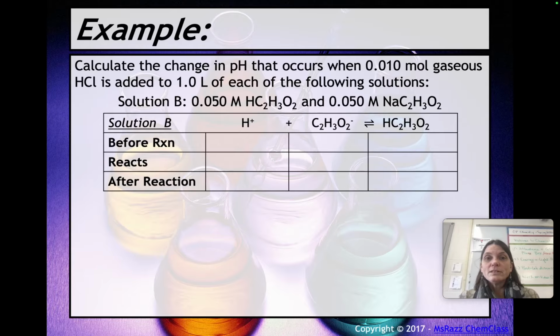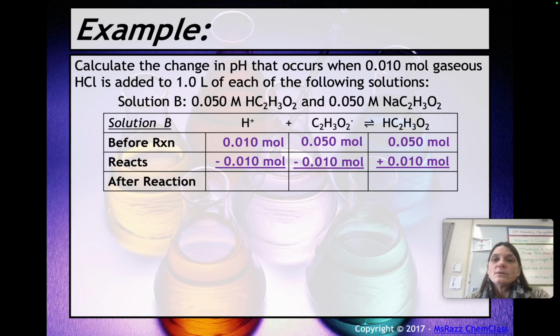Now we're going to do the same thing again, but this time we're going to start with 1 liter of 0.05 molar buffer. So we have 0.05 moles of the acetate ion and 0.05 moles of the acetic acid in our buffer solution, and we're going to react it with 0.01 moles of H+. Again, here's the stoichiometry of our reaction. The H+ is our limiting reactant. The H+ is going to react with the conjugate base, which goes down by 0.01, and the HA is going to go up by 0.01.